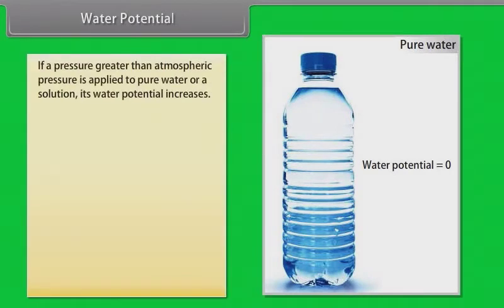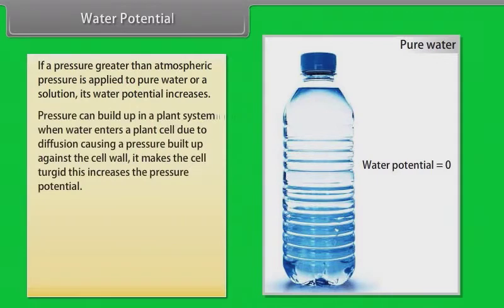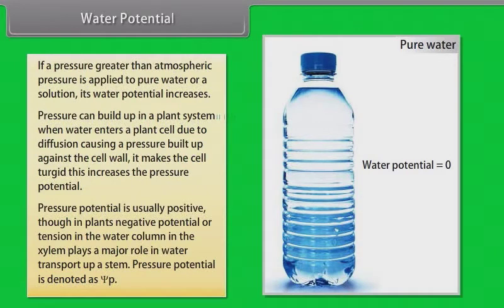If a pressure greater than atmospheric pressure is applied to pure water or a solution, then its water potential increases. Pressure can build up in a plant system when water enters a plant cell due to diffusion, causing a pressure build-up against the cell wall. It makes the cell turgid. This increases the pressure potential. Pressure potential is usually positive, though in plants, negative potential or tension in the water column in the xylem plays a major role in water transport up a stem. Pressure potential is denoted as psi P.